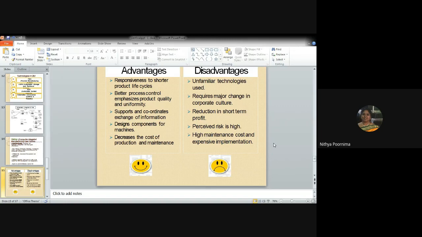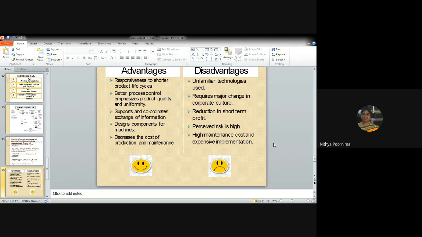Disadvantages is that the technology is unfamiliar. One who is skilled, or one who has the knowledge, only can operate. It requires major change. We cannot move any system onto automation just like that, right? It has to have a lot of investment to be made. Even the space requirement is very high here. So it requires major change in the corporate culture. And short term profit: the investment you make now takes nearly 5 to 6 years to get your profit, right? So there is a short term profit problem.